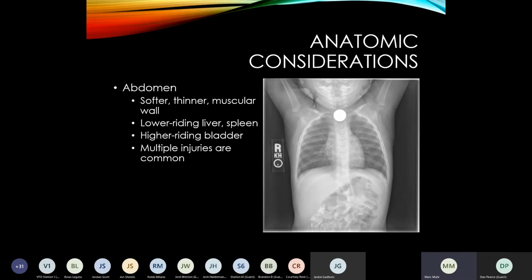Their abdomen is softer, thinner, not as well protected. Their musculature is not as well developed. Their spleen and liver are typically lower riding, and the bladder can be further up into the abdomen, a higher riding bladder. Combination abdominal and chest injuries are common when kids have a thoracic blunt and/or penetrating mechanism.